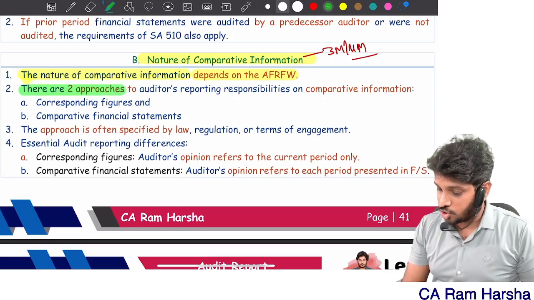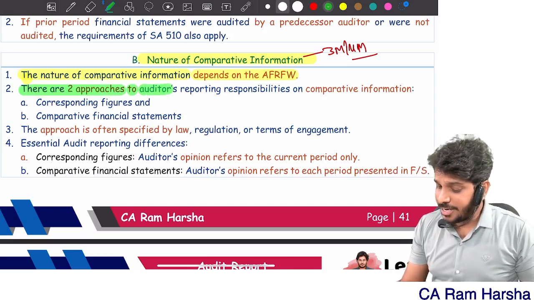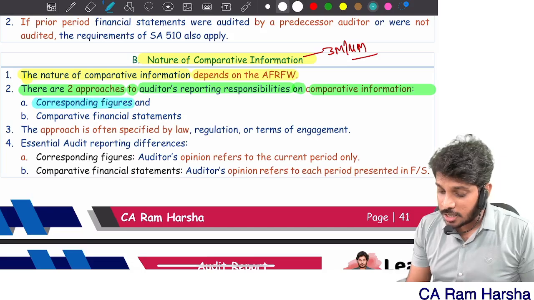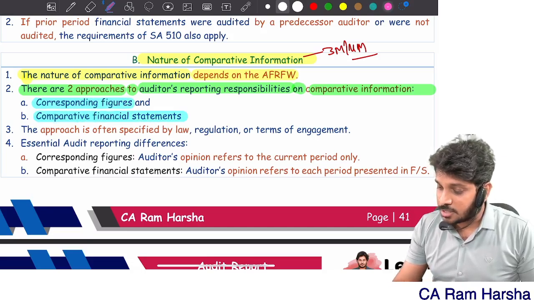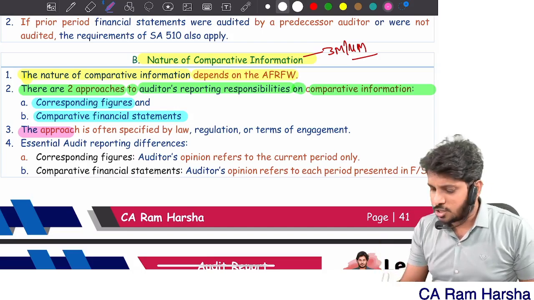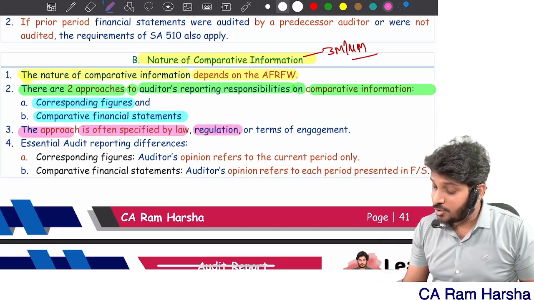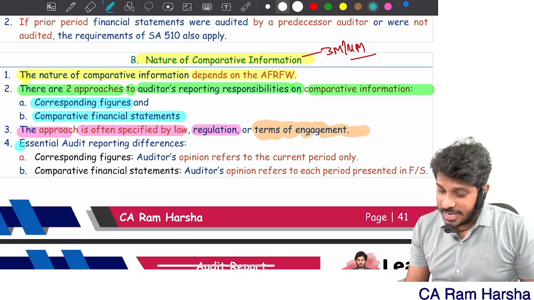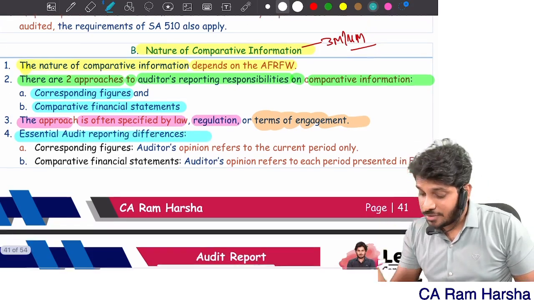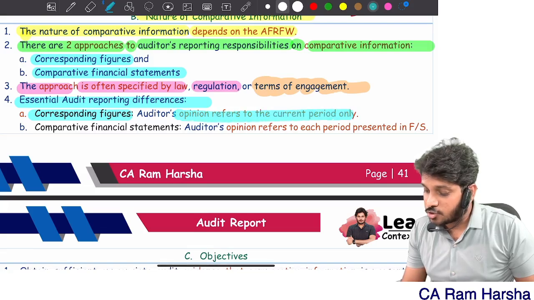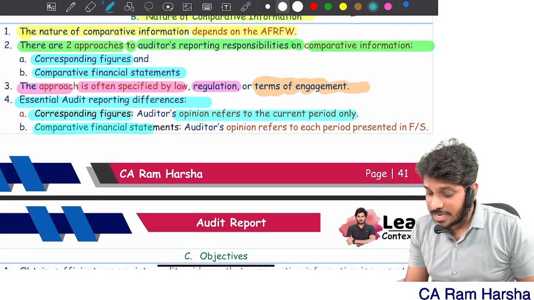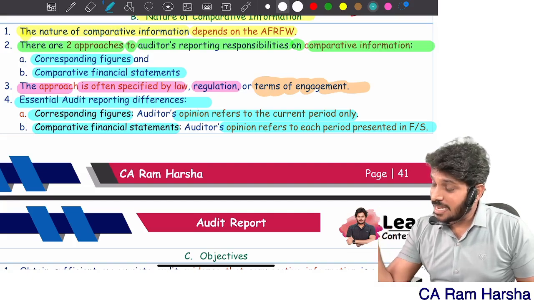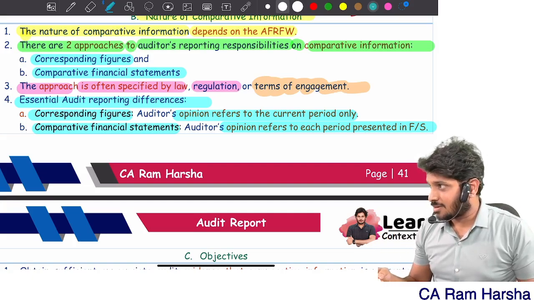There are 2 approaches to the auditor's reporting responsibilities on comparative information. What are the approaches? Corresponding figures and comparative financial statements. The approach to be followed is often specified by law or regulation, or maybe the client will instruct us in the terms of engagement. What is the essential difference? In corresponding figures, the opinion refers only to the current period, whereas in the comparative financial statements approach, the opinion refers to each period presented in the financial statements. Able to understand?